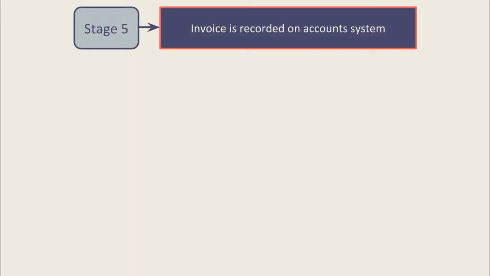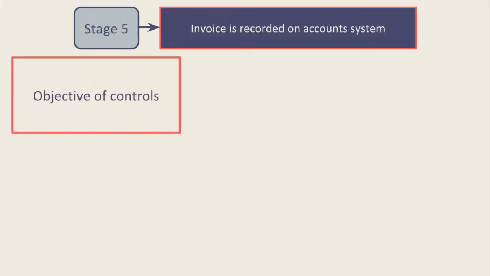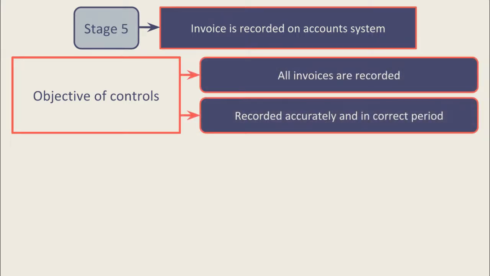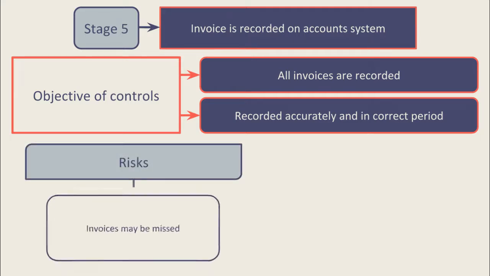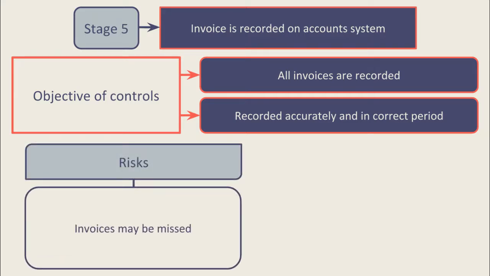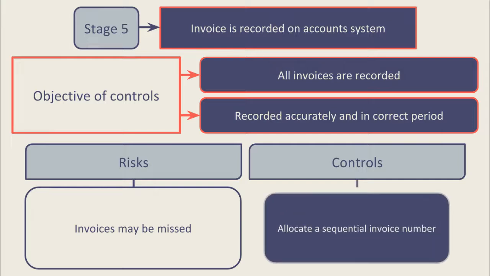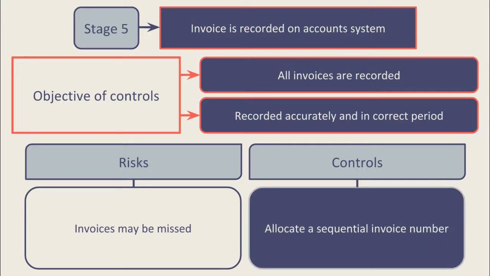Stage 5 is the recording of the invoice on the accounting system. The objective is to ensure all invoices are recorded and they are recorded accurately and in the correct period. A risk is that invoices may be missed and payables and purchases understated. A control could be ensure each invoice when received is allocated a sequential invoice number. The sequence should be checked regularly on the system to ensure no invoices have been missed.